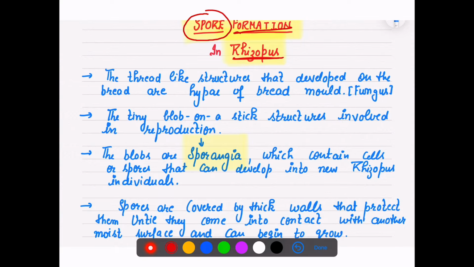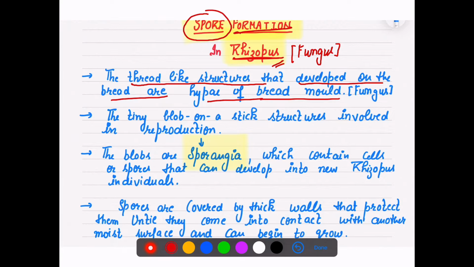If I ask you what is Rhizopus? Rhizopus is a fungus basically. Commonly it is known as bread mold. On your bread, the common fungus which you observe, that is actually Rhizopus. What you observe on your bread are thread like structures initially, which develop first on the bread when the fungus starts. They are actually the hyphae of bread mold.